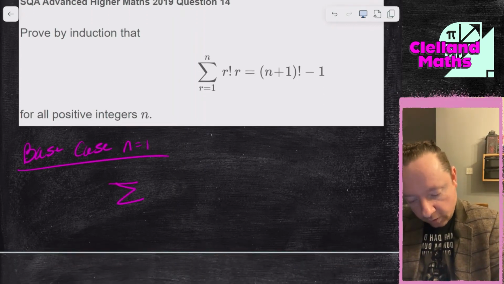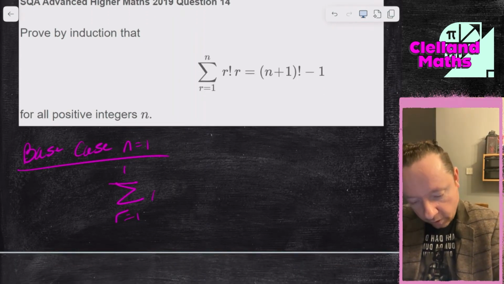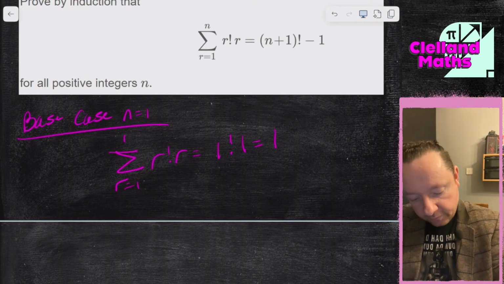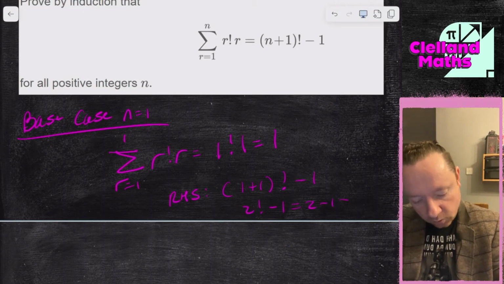So we've got the sum of r equals 1 to 1 of r factorial r, well that's just 1 factorial times 1, which is just 1. And then the right hand side, we've got 1 plus 1 factorial minus 1, 2 factorial minus 1 is 2 minus 1 is 1. So true for n equal to 1.